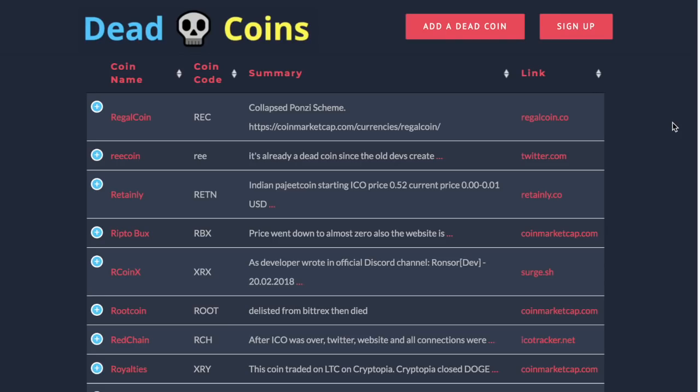And again, you can go and look at the volume. If the volume's not there, don't invest in that coin. But certainly if you see it on here and it's got some volume behind it, you might want to do a little bit more research.